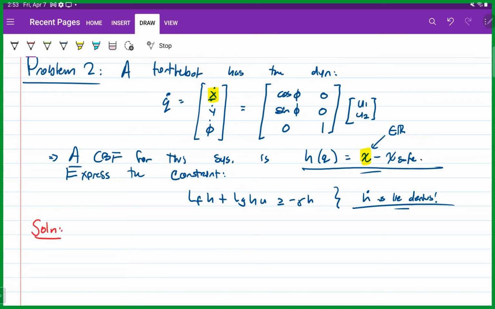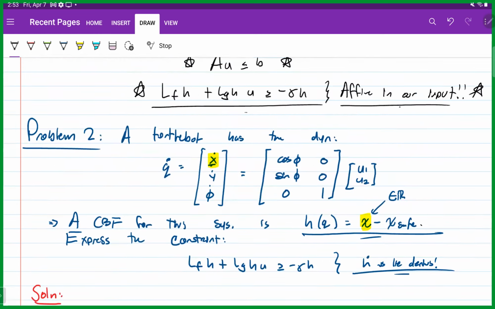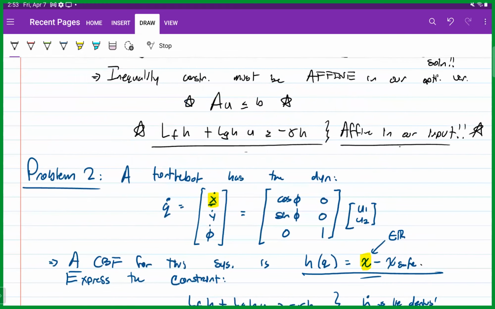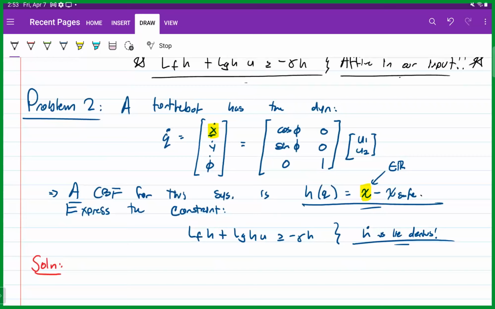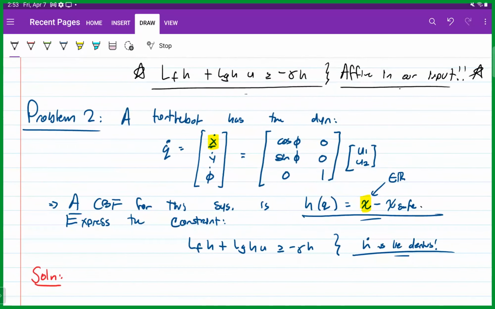I had a question on the last page. The last sentence: for a fully nonlinear system, you can have a different constraint. Does that just mean negative gamma h? Oh, yes.